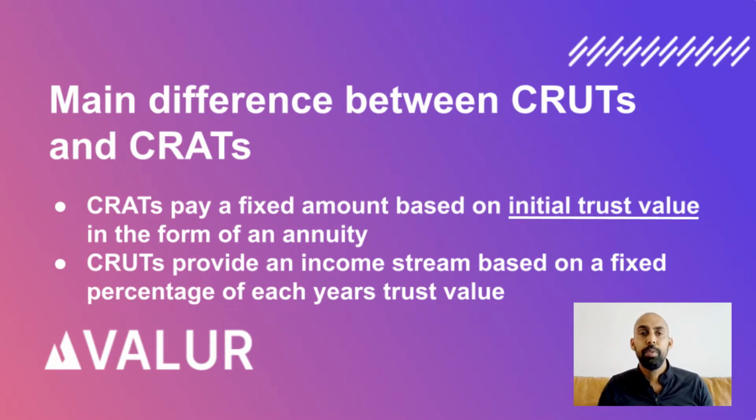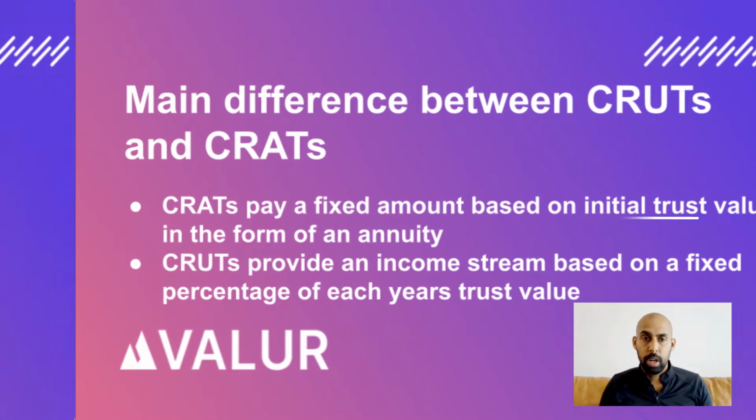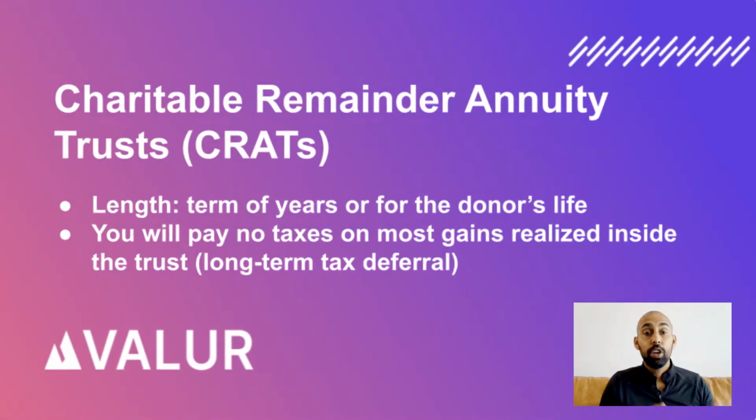So for example, if you put $1 million into your CRAT, chose a 5% payout rate, you'd receive $50,000 per year for the length of the trust, no matter how the investments in the trust perform, whether they grow 100x or do not grow at all. A CRAT may last for a term of years or for the donor's life. And when that term of the trust is over, any funds left in the trust are then donated to the charity that the donor chooses. And this is why you receive an upfront charitable deduction.